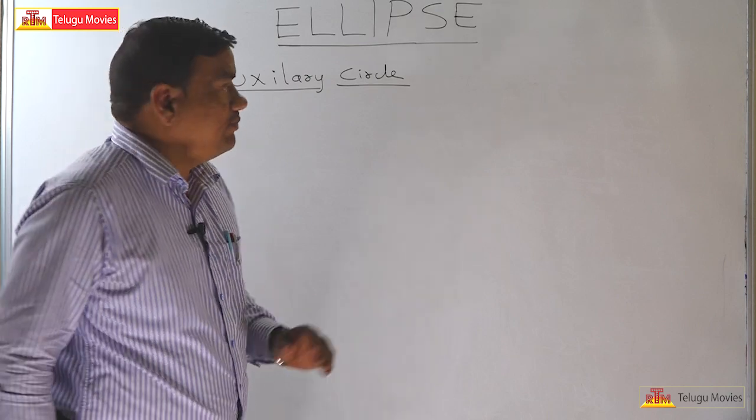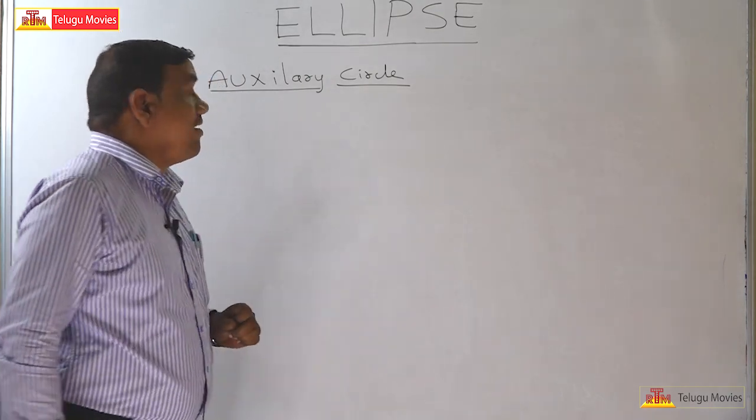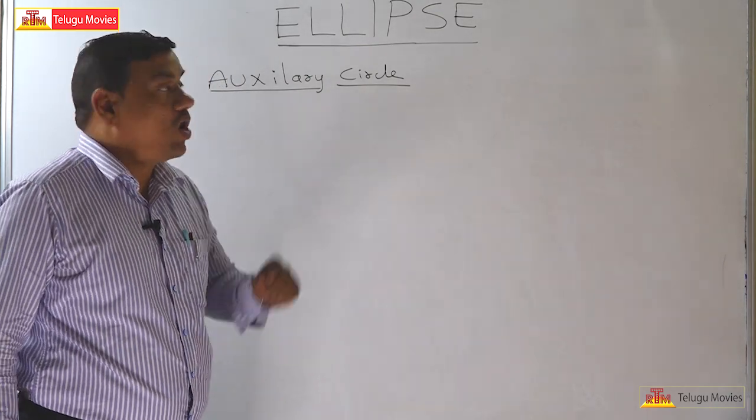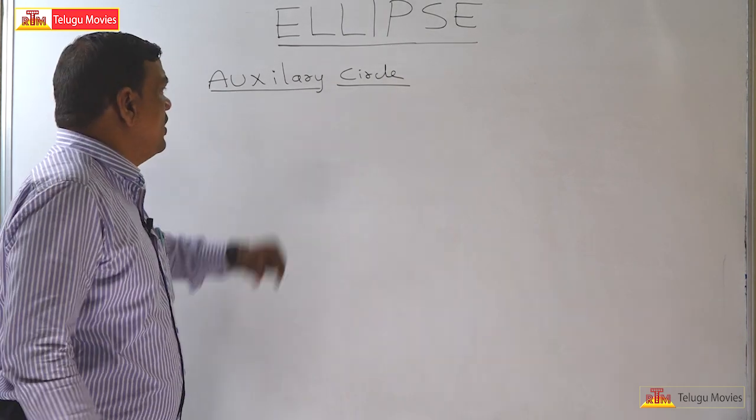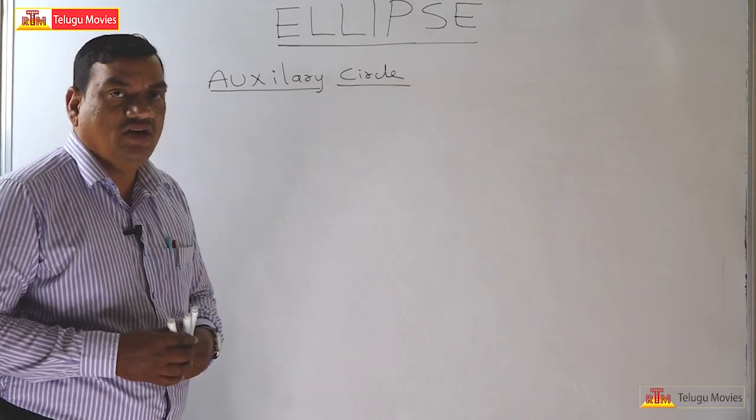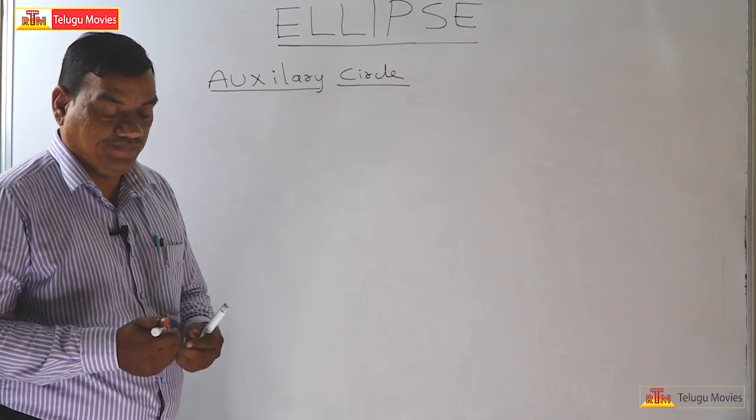Welcome to this concept. Here we are going to see the auxiliary circle. After that we will see what is the eccentric angle. Now, let us see what is the auxiliary circle of an ellipse.